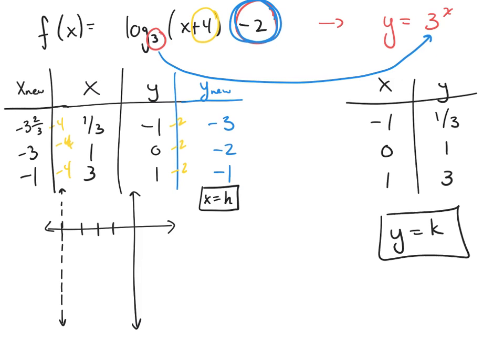Because h is negative 4, right? Think about what h was. h was the minus 4 we took off from all the x's. So that is the graph of x equals negative 4, or the boundary. So why does that help me? Yeah, it helps find the shape. Good. The general shape of a log graph looks like this. Right?